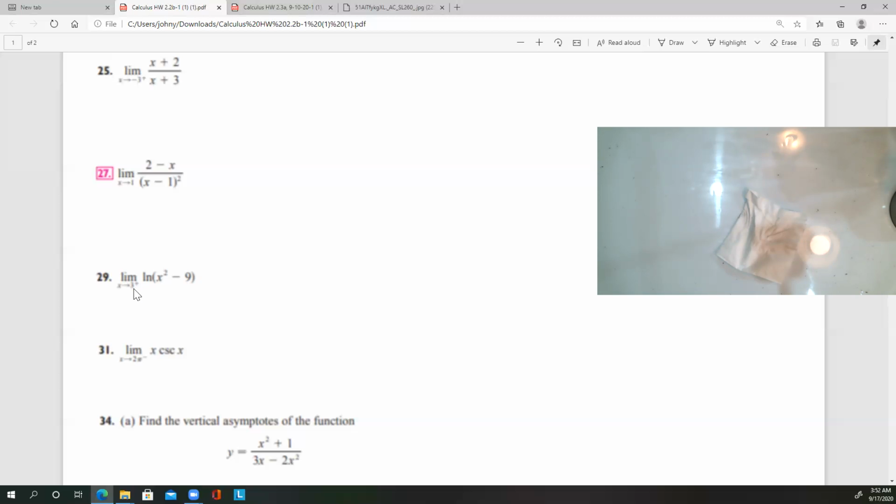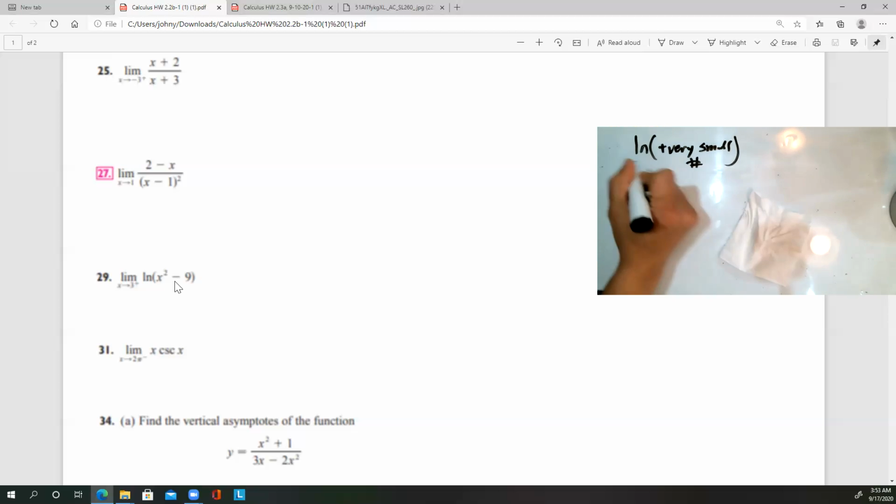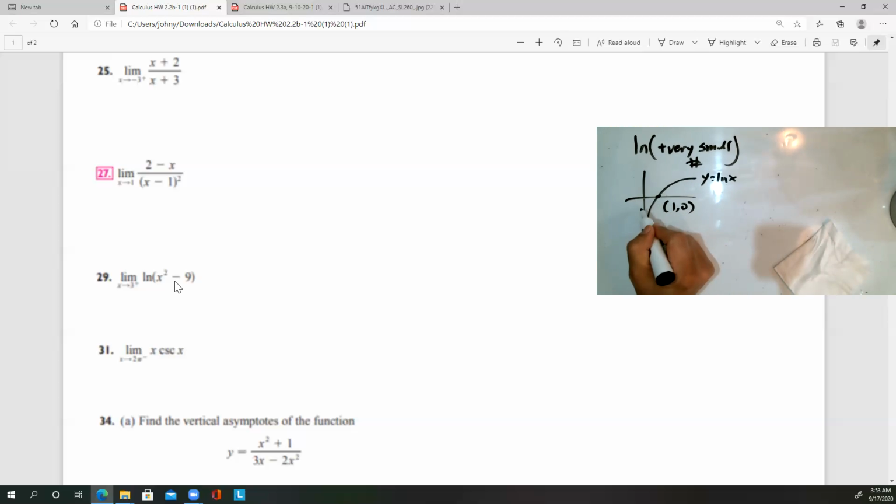So you have to plug in a number like 3.0001 in here, square it, subtract 9, and it becomes the natural log of a positive, very small number. I know what the natural log looks like. It looks something like this. That's your anchor point right there, which is going to be (1, 0). And so what happens is, as x approaches 0 from the positive side, it's going towards negative infinity. My output is going towards negative infinity.